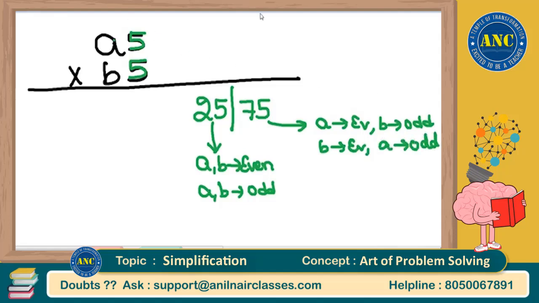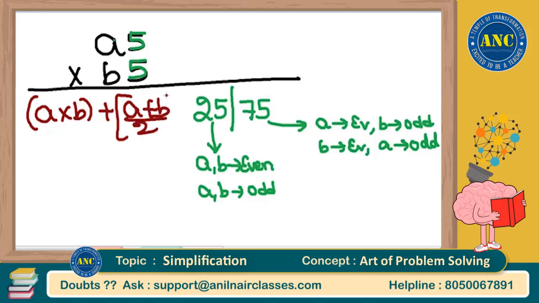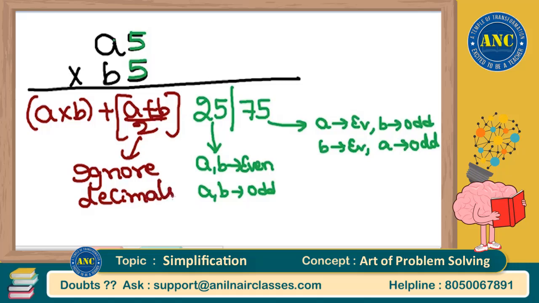Now the previous digits, other than the last two digits, are given by A into B plus (A plus B) by 2. If you get any decimals in (A plus B) by 2, ignore the decimals. I taught you this concept in my previous class, which is nothing but the first class. That is the reason I told you the first class is extremely important.